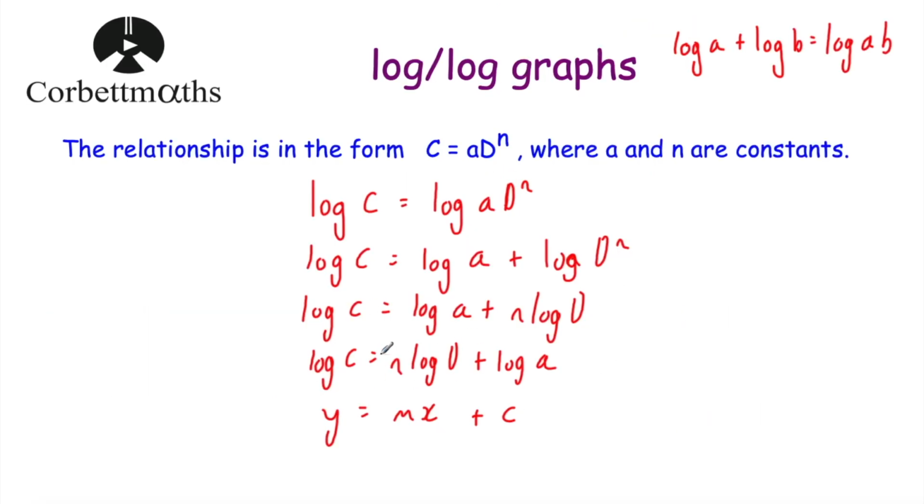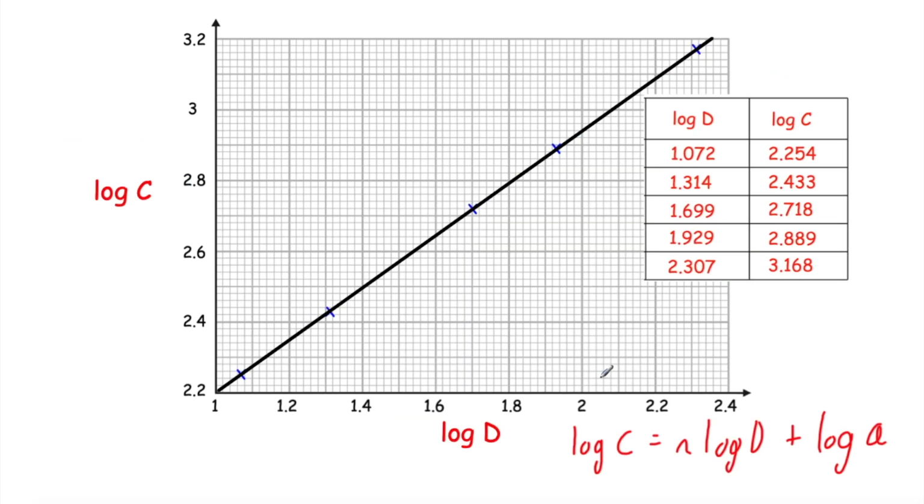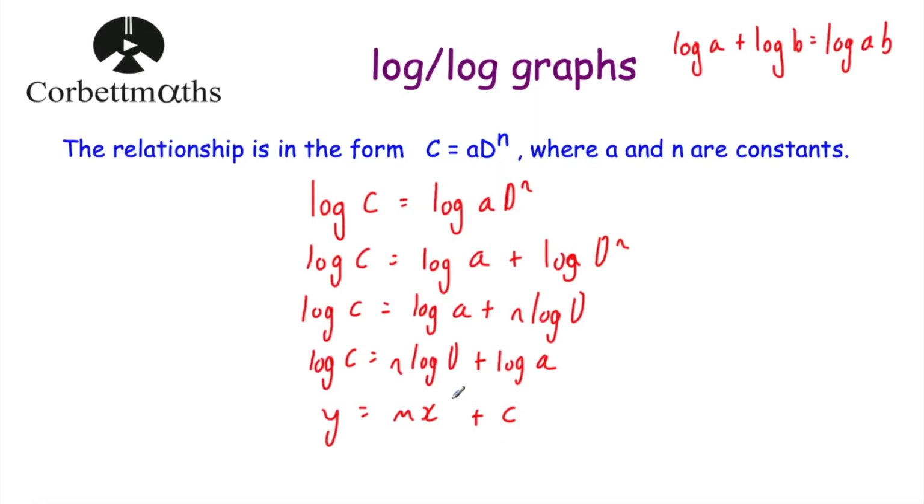So if we go back, we've just drawn the graph of log c equals n log d plus log a. The graph we've drawn, this linear graph, is the graph of log c equals n log d plus log a. Now we want to find the values of n and a. As we've seen, it's in the form y equals mx plus c, so that means the gradient will be equal to n. If we work out the gradient of the line, that's going to be equal to n. So we can find an approximation for n by working out the gradient of the line.